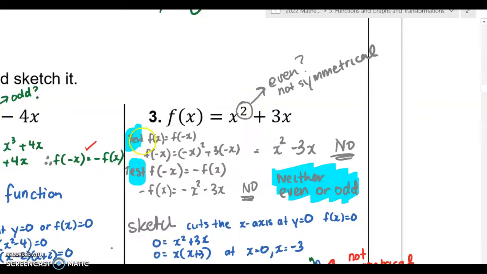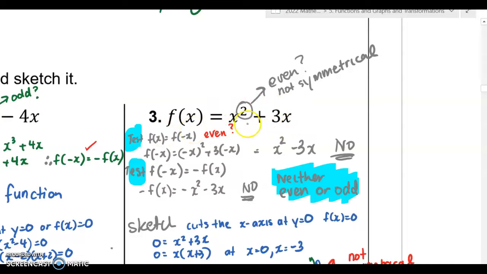A function is even if f of x is equal to f of minus x. Now, don't forget we're checking for even or odd because we've been asked to check for even or odd. You could not normally do this in sketching a graph, but the question has asked us to do this. Just reminding you that that's why we're doing it. So here's our test for even. We're checking that f of x is equal to f of minus x.